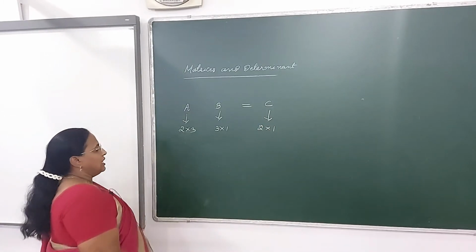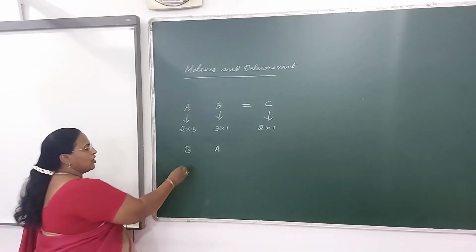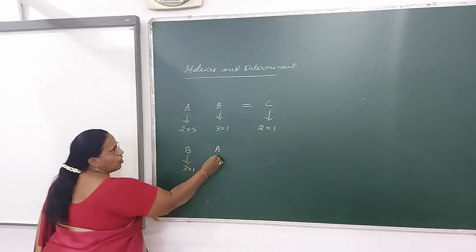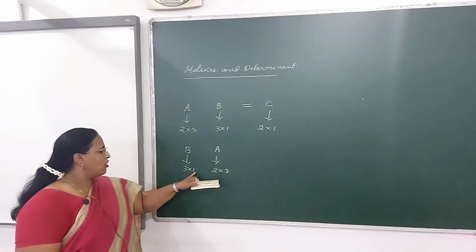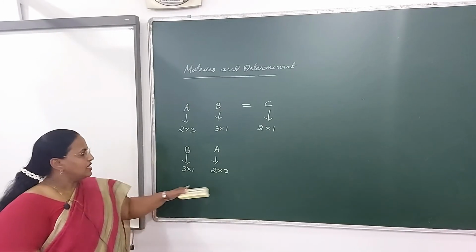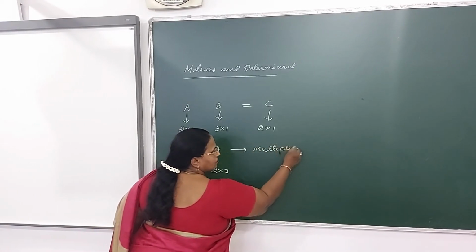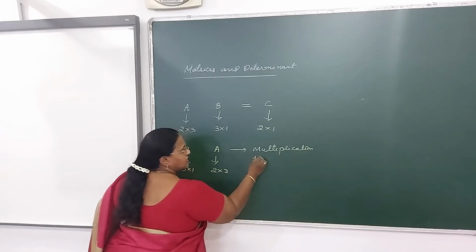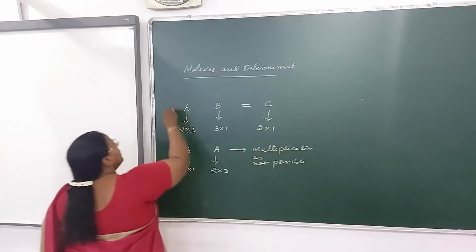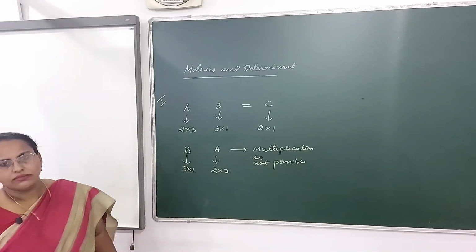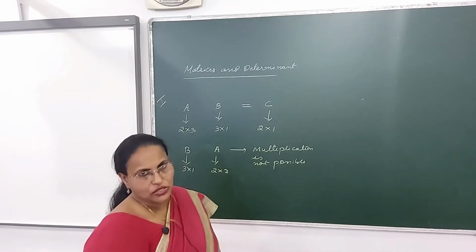Okay, fine. Now let us see what about B into A. The order of B is 3 by 1. Order of A is 2 by 3. Now what are we finding here? Number of columns is not equal to number of rows. That means in this case multiplication is not possible. So let us take this as case 1. Now let me take one more case and then seeing through the two we'll be reaching a conclusion.